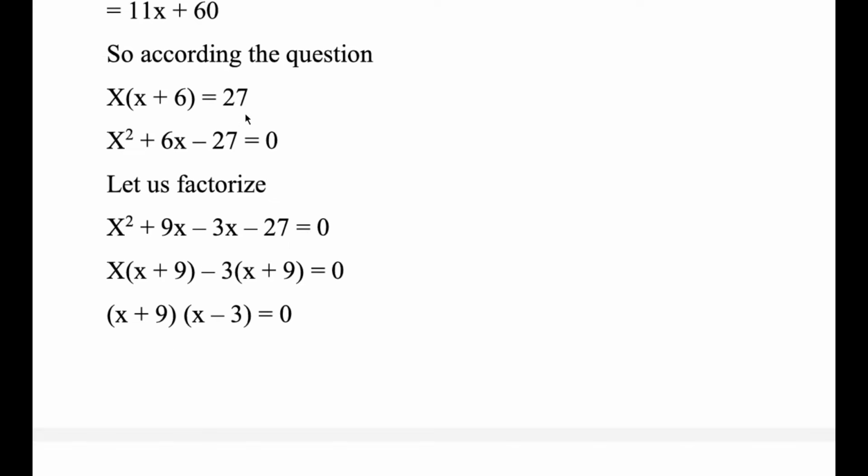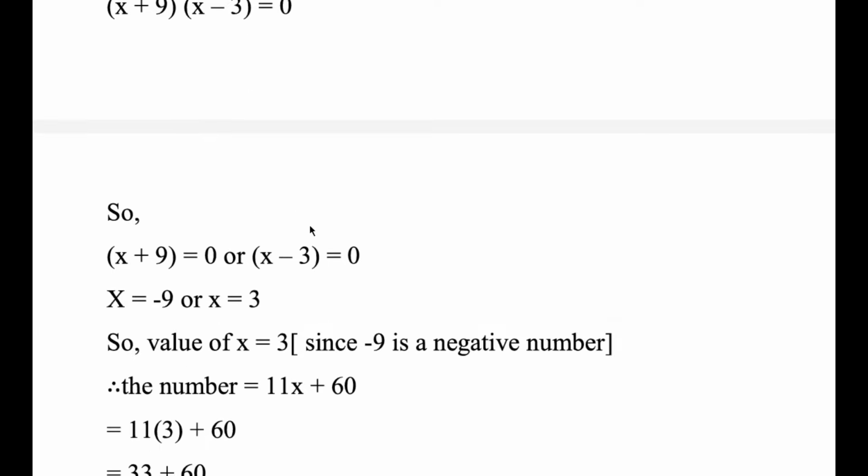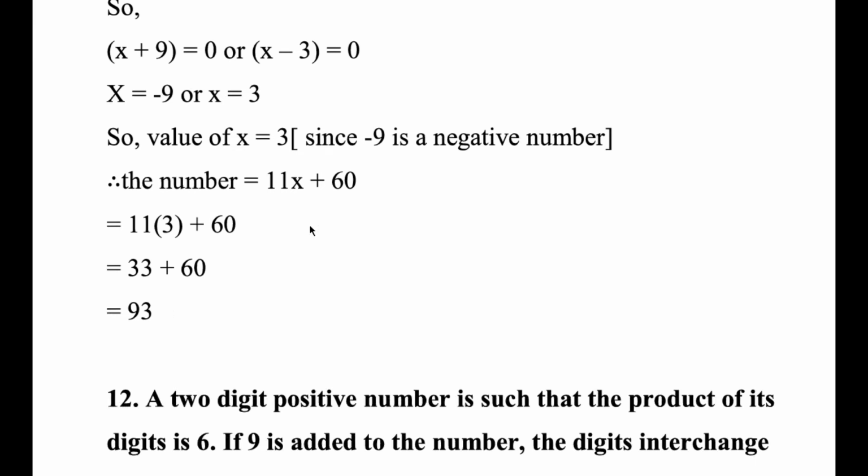According to the question, x into x plus 6 is equal to 27. After that, one line of simplification, and then the middle term factorization. You will get x plus 9 into x minus 3 is equal to 0. So the value of x will be either 3 or minus 9. The value of x will be 3, since minus 9 is a negative number. So the number 11x plus 60 comes ultimately to 93, which will be the answer.